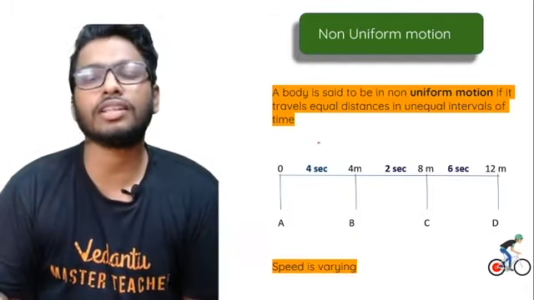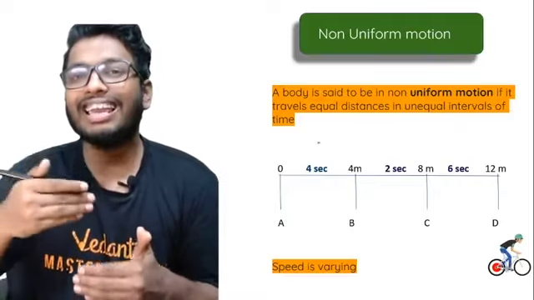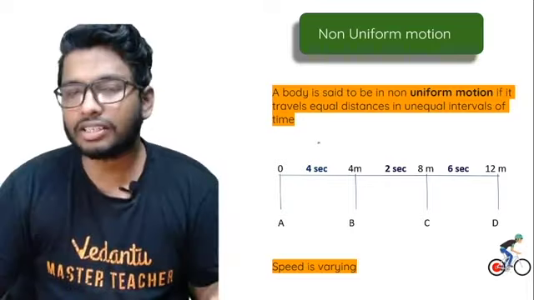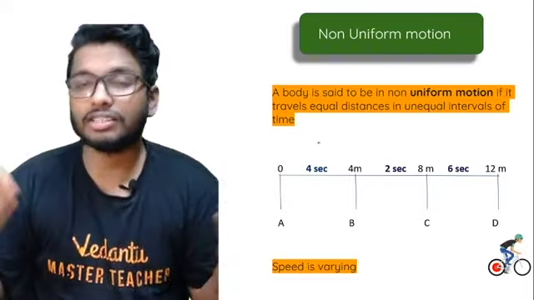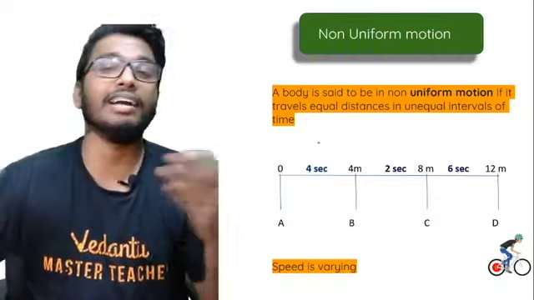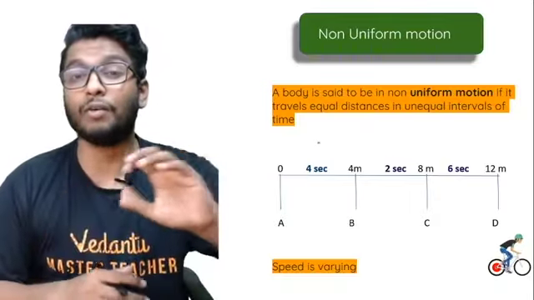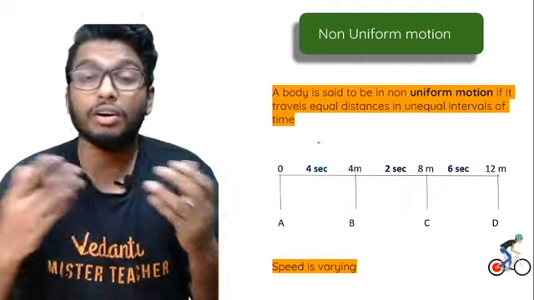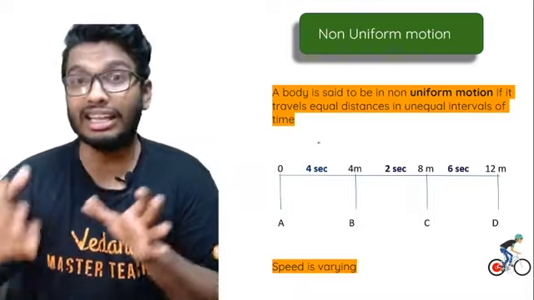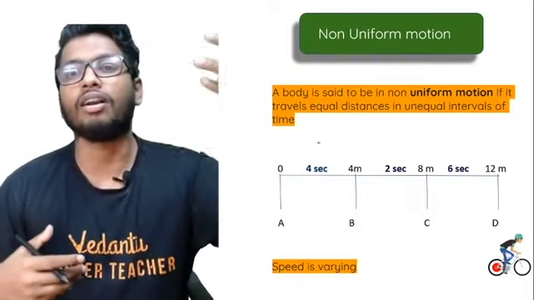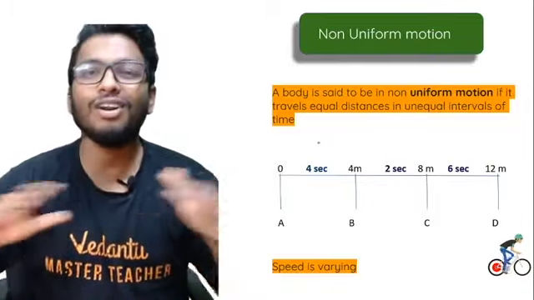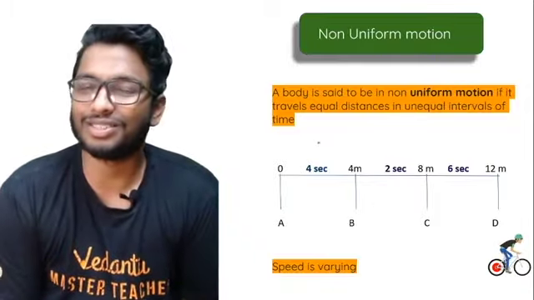What is non-uniform motion? It is nothing but when a body is covering unequal distance in equal intervals of time, or equal distance in unequal intervals of time. You can say it like that also. Whatever you're comparing, you can take the distance, or you can take the time, or you can take both: unequal distance in unequal intervals of time, unequal distance in equal intervals of time, or equal distance in unequal intervals of time. All of these would definitely mean the same thing, that is non-uniform motion.